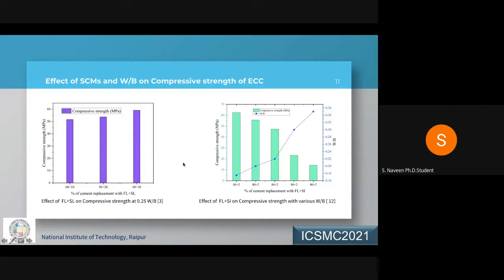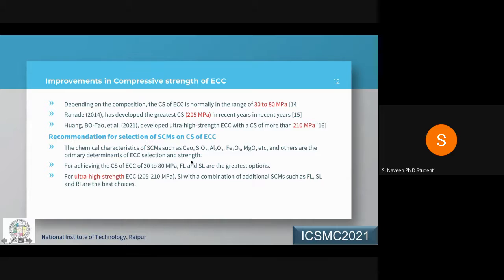And while preparing the ECC, the compressive strength is also influenced by the water to binder ratio and the type of SCM which we are preferring. Coming to the improvements, recently an ECC having higher compressive strength has been developed by Ranade and Biondini in 2021, higher than 200, like 210 MPa.